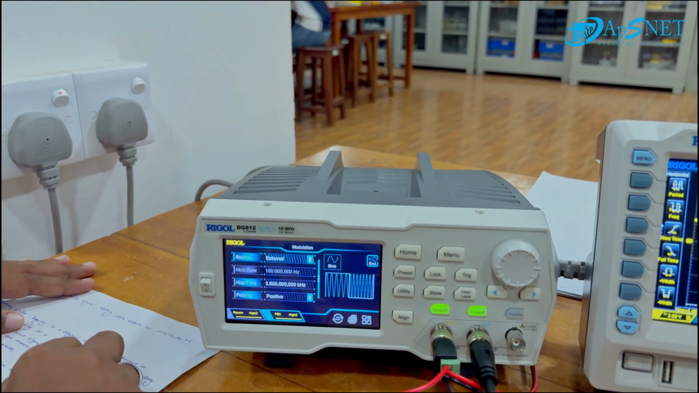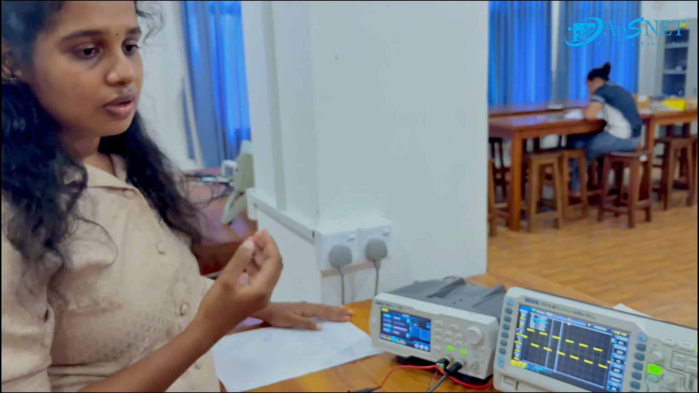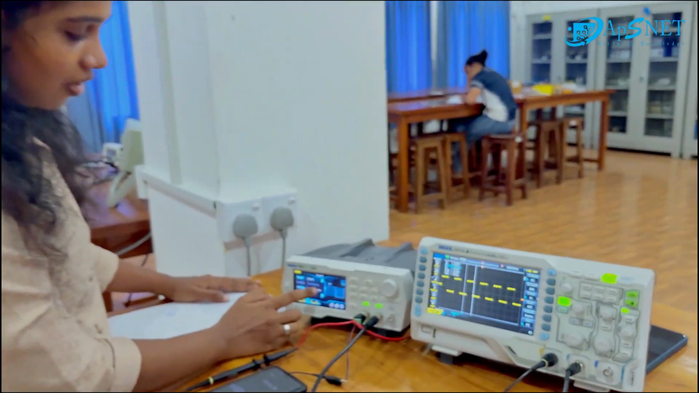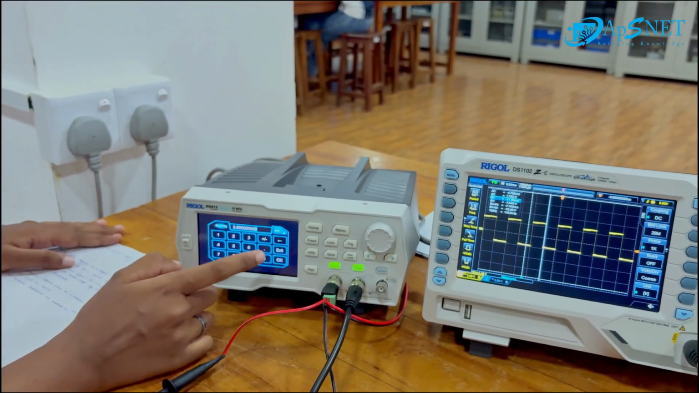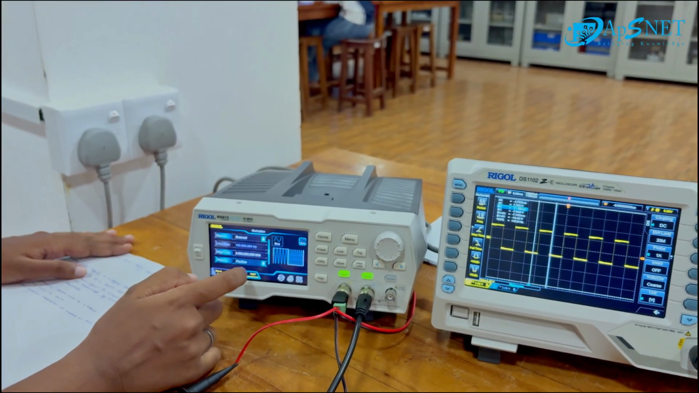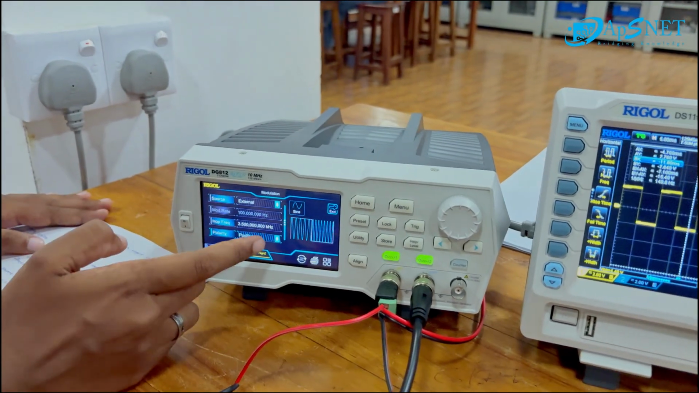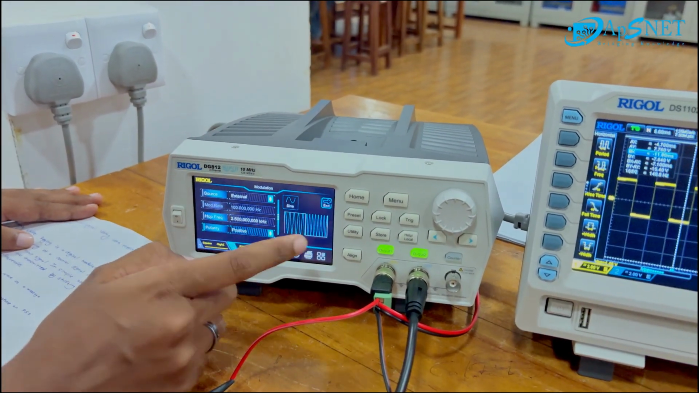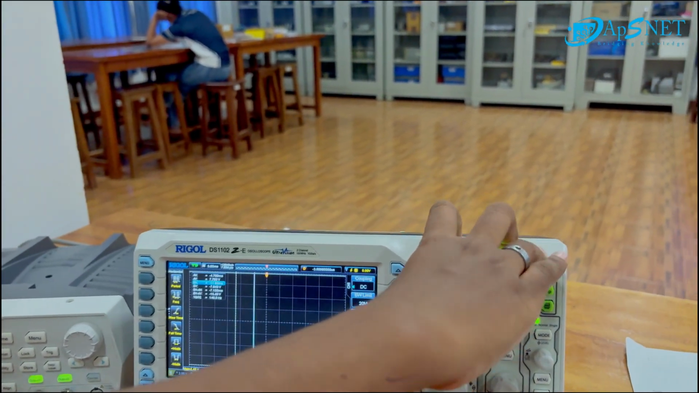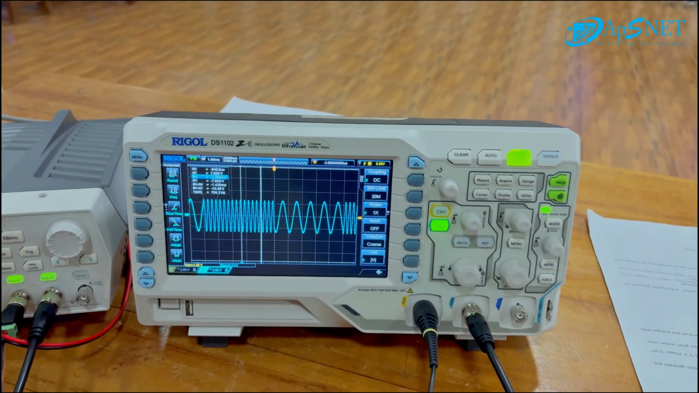And the second one is the hop frequency. Hop frequency means our shifted frequency. We want to shift the frequency, that's why we are setting the hop frequency. This one I set to 3.5 kilohertz and the polarity is positive. We always keep the polarity as positive. That's the thing. Now you can see the modulated wave. This one is my modulated wave.